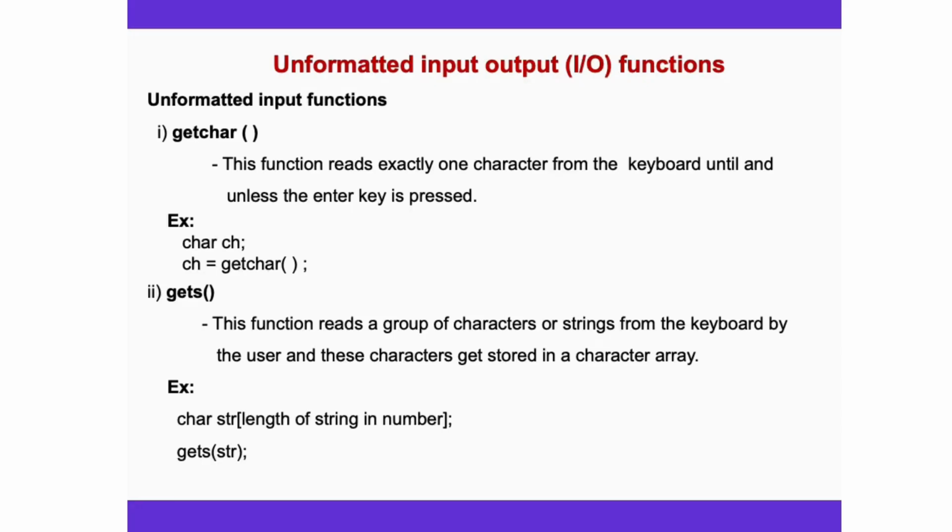getchar: this function reads exactly one character from the keyboard until the enter key is pressed. Example: char ch = getchar(). This getchar function receives only one input from the keyboard, and later it will be stored in the variable ch. Next, gets: this function reads a group of characters or a string from the keyboard by the user, and these characters get stored in a character array. In contrast, getchar receives a single character. Example: char str, this is the variable name, and the length of the string is a number. With gets, the string is passed as the function argument.